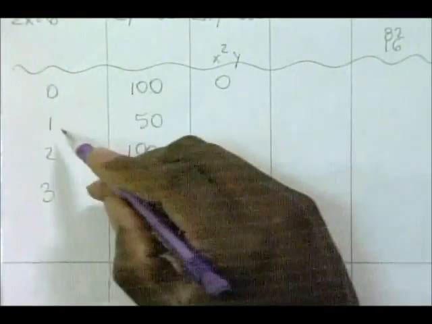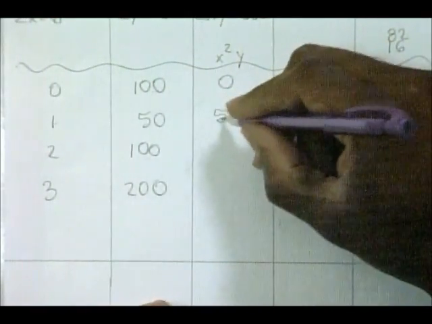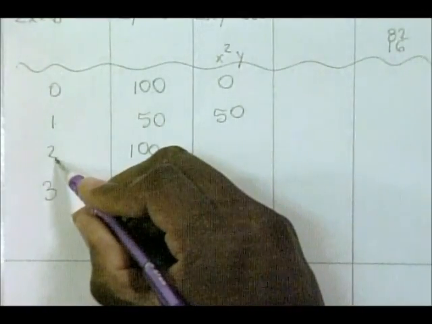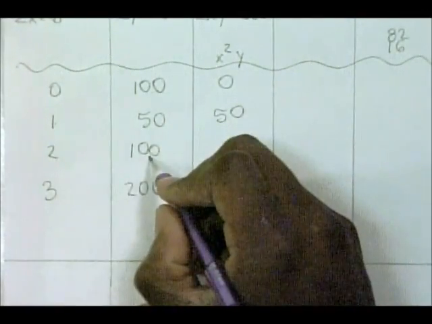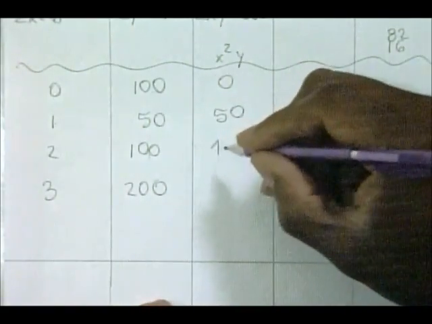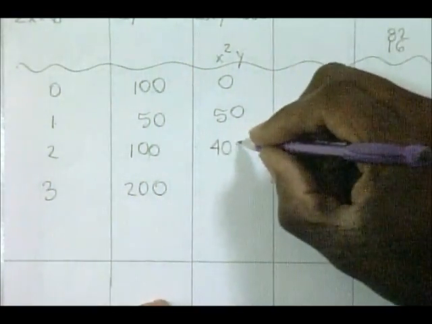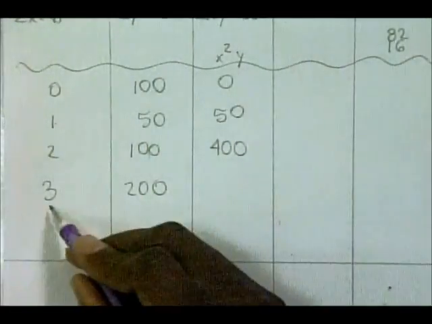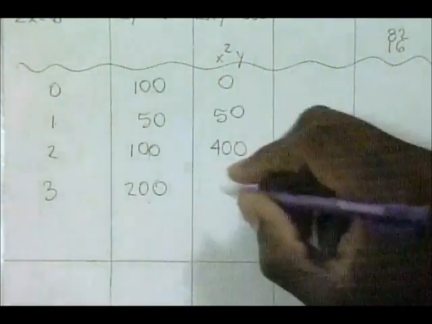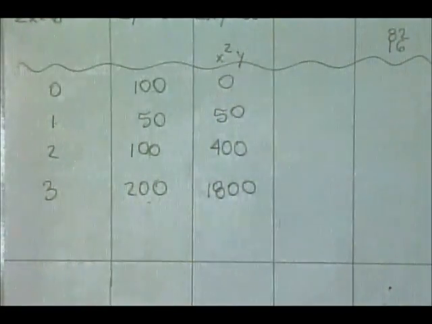X squared y here: 1 squared times 50, that's 50, because 1 squared is 1 times 50 is 50. 2 squared, that's 4 times y, that would be 400. And then 3 squared, that's 9 times that, that would be 1800. All right?